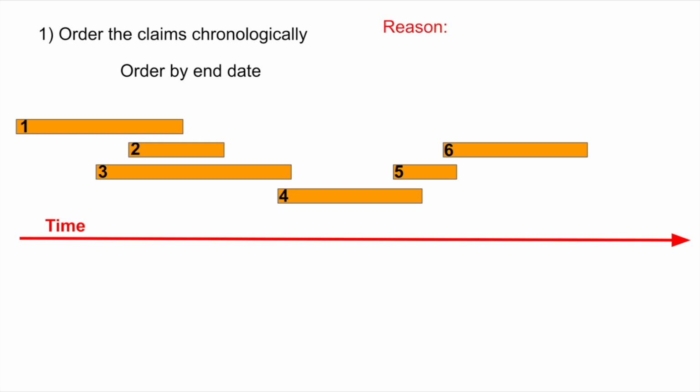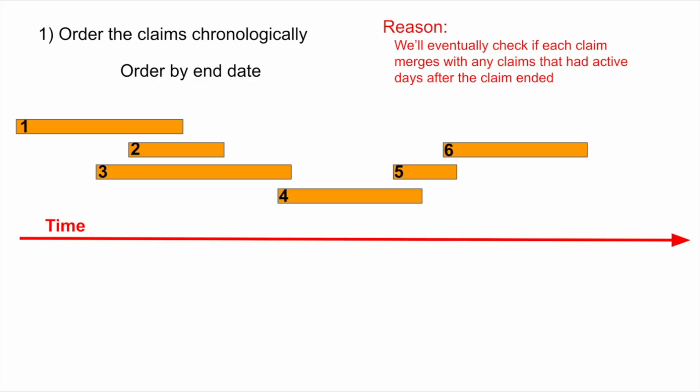The reason for ordering by the end date and not the start date is that we're going to eventually check if each claim merges with any claims that had any active days after the claim ended. So we care about when the claim ended and not when it started.